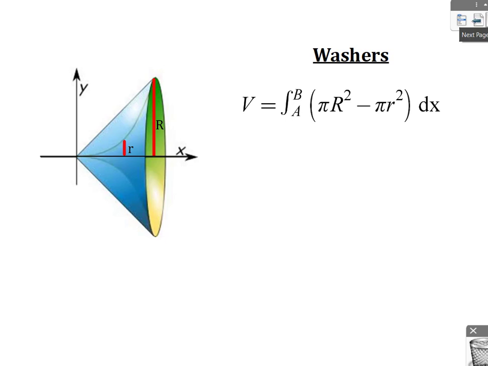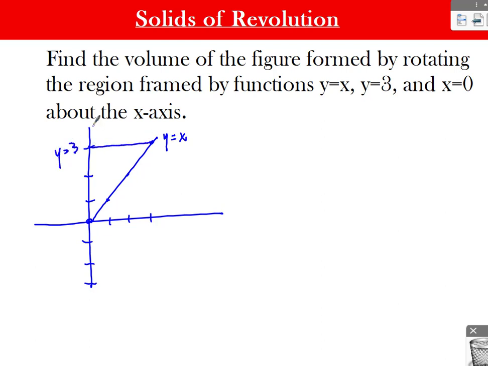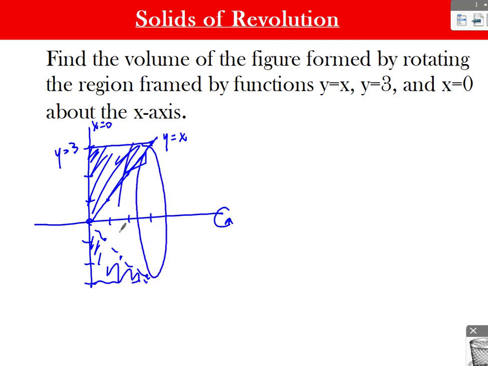So looking back at the one we were just talking about, once again, a little sketch. y equals x, y equals 3, and x equals 0. It's going to be this region here, revolving about the x-axis. So make a little mirror image down here. It looks like this. We get a cylinder with a cone bored out of it.